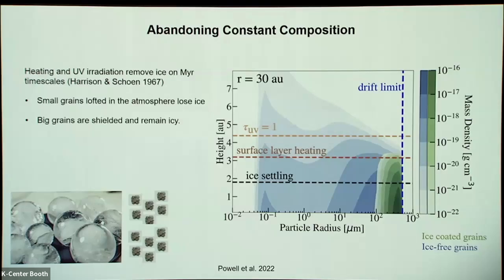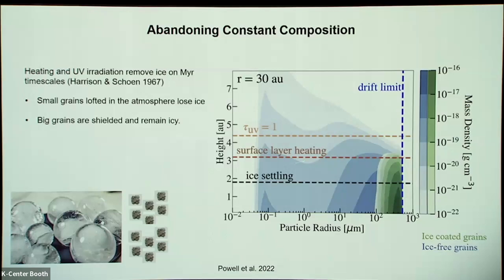So how about the assumption of constant composition? Once you form the pebbles, they are in an environment where they will keep scooping up the micron-sized grains, be they silicate or icy, and keep growing. But there is a mechanism by which ice can be removed, which is what is being shown in this plot. This plot shows the radius of the grains and the height above the mid-plane of the disk.